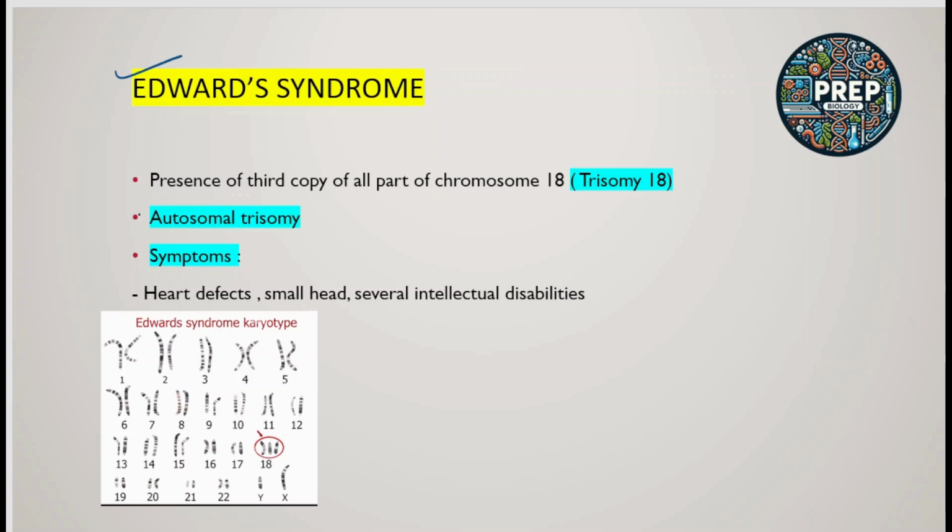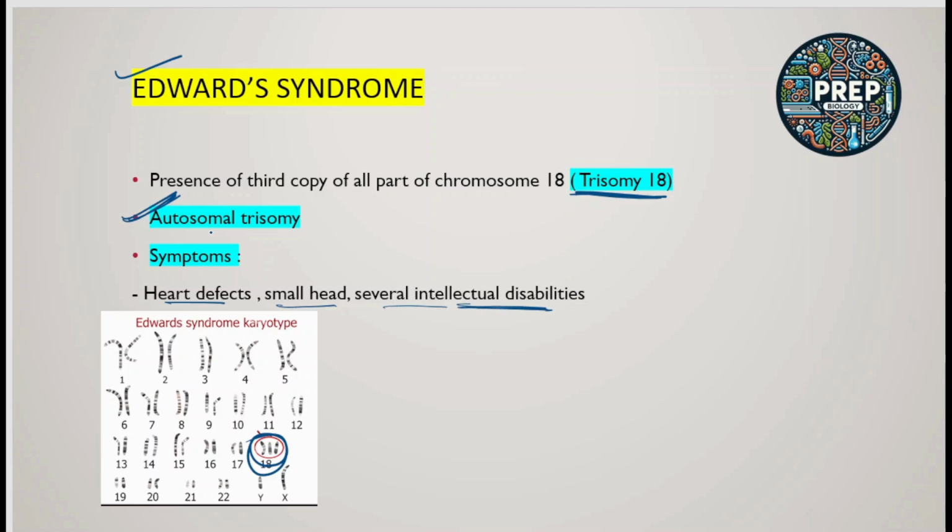The last disease under the chromosomal disorders is Edwards syndrome. In Edwards syndrome, autosomal trisomy takes place. What happens is trisomy 18 takes place. One extra chromosome is seen at the 18th chromosome. Okay, so the total number of chromosomes is 47. What are the symptoms? Heart defects, small head, and several intellectual or mental disabilities take place in Edwards syndrome. So these all are the chromosomal disorders.